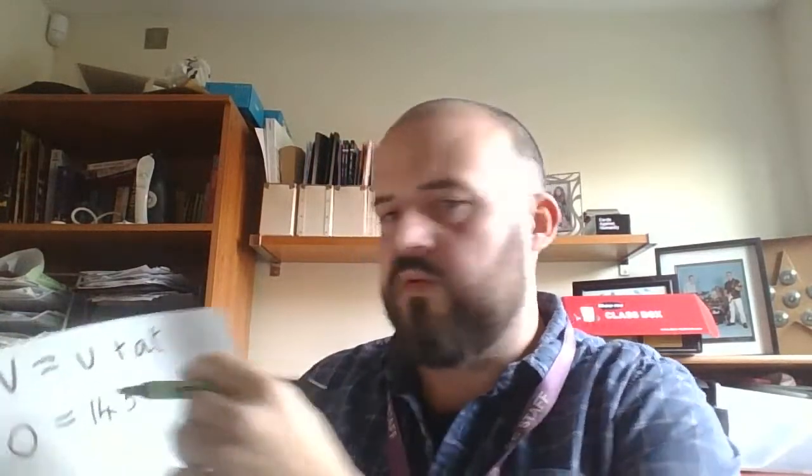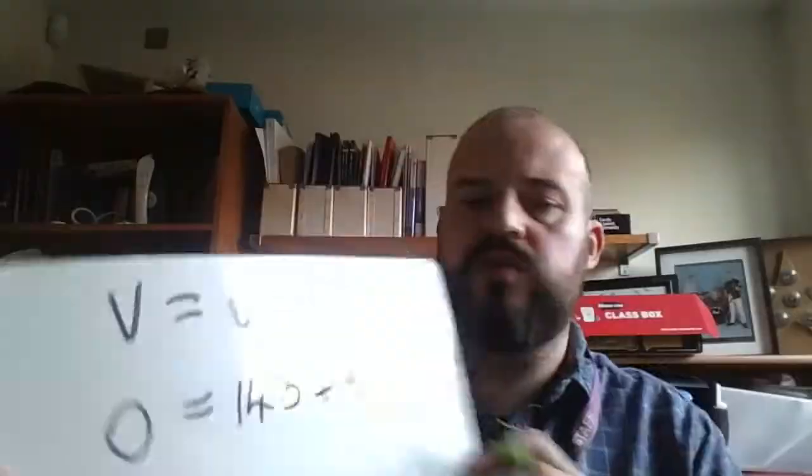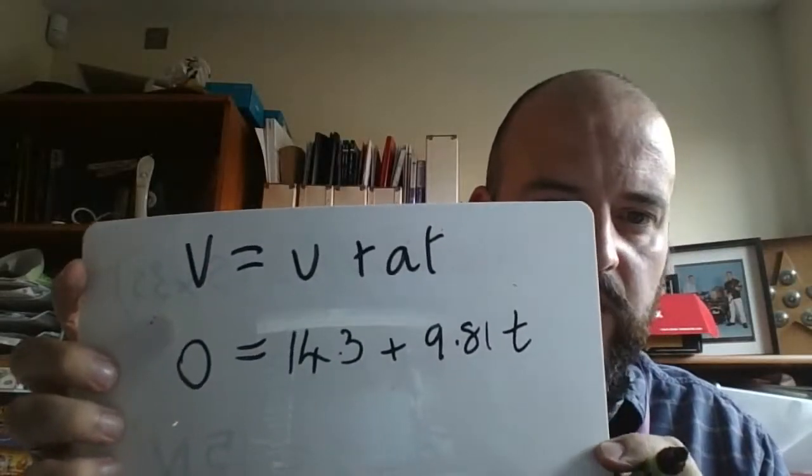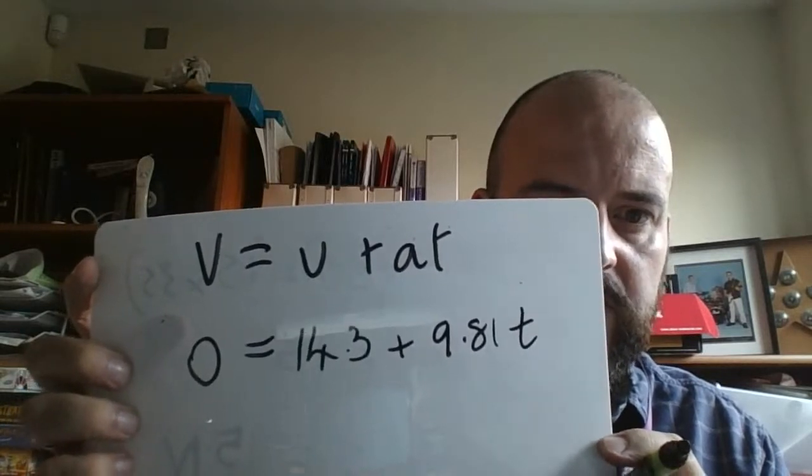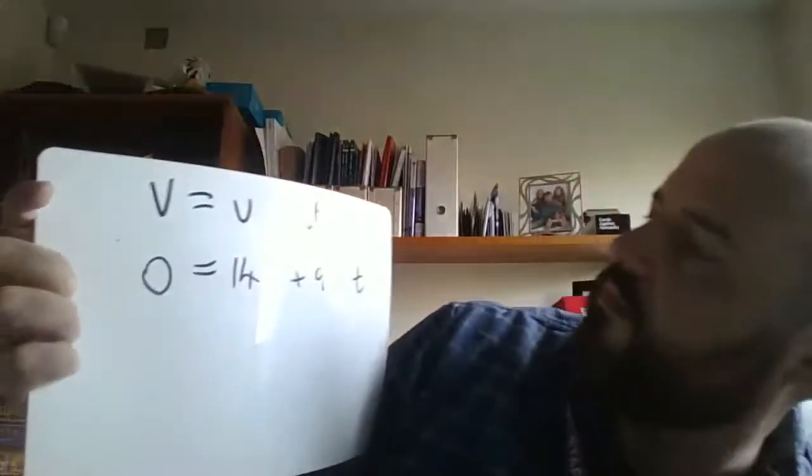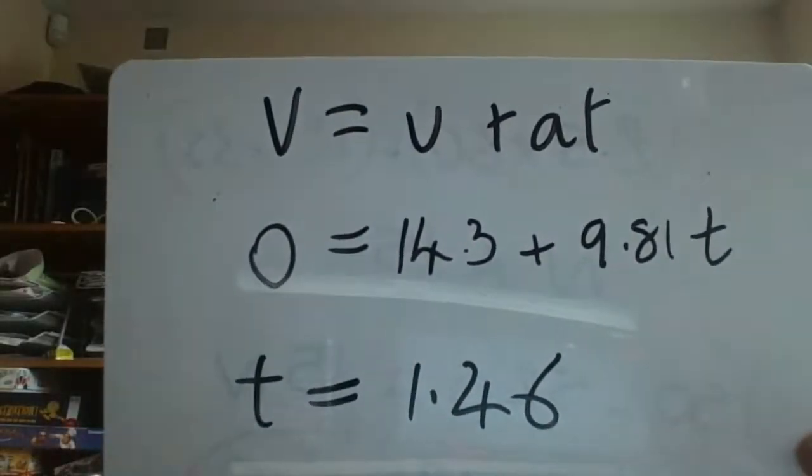This equation. My final velocity is actually going to be 0. My initial, I just said, was 14.3. My acceleration is 9.81, T, and I want to work out T. Take 14.3 to the other side and divide by 9.81, and you find that T is 1.46 seconds.